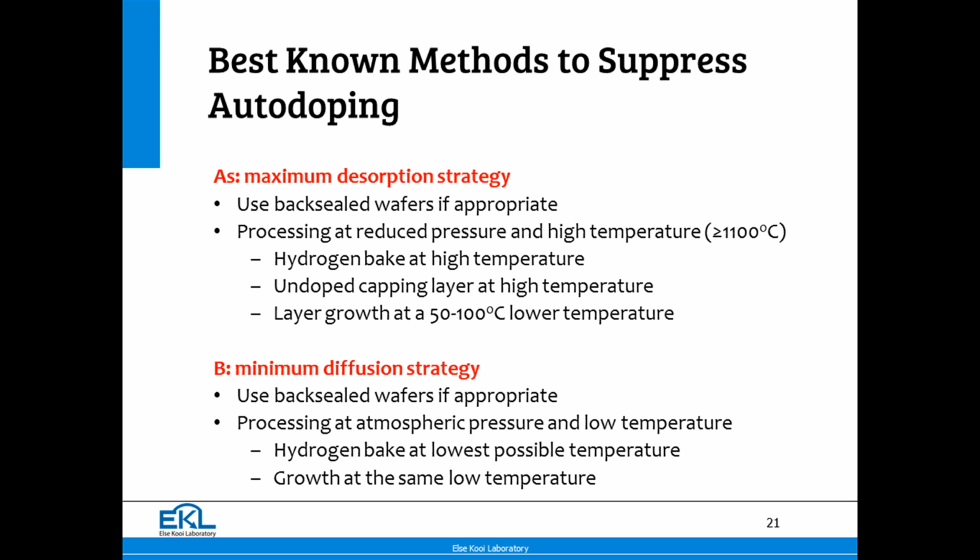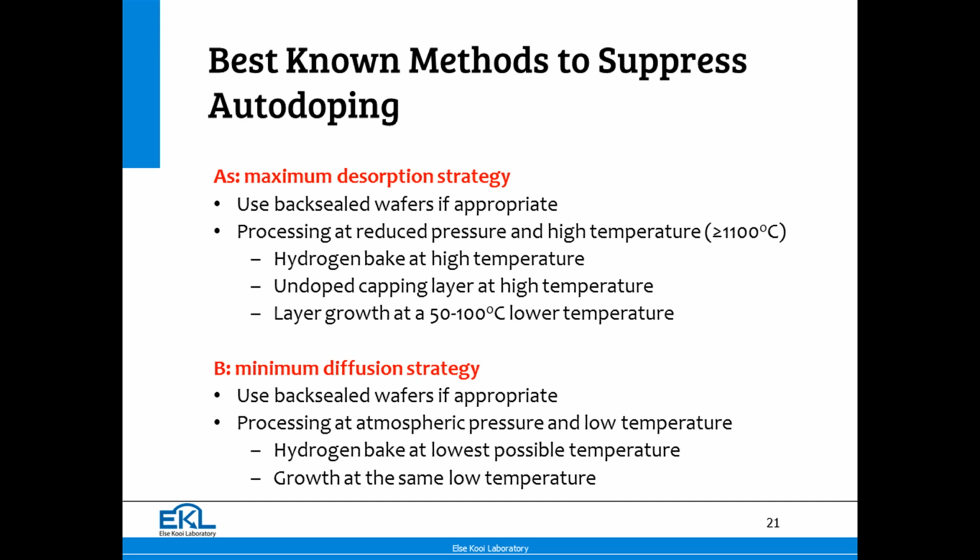What are the best known methods to suppress auto doping? Well, for the n-type dopants, and especially for arsenic, use a maximum desorption strategy. Arsenic adsorbs at the surface, and it's very difficult to remove the adsorbed layer. When you start to grow, the adsorbed layer usually is there, and you dope from the adsorbed layer, and that is what is causing the tail.